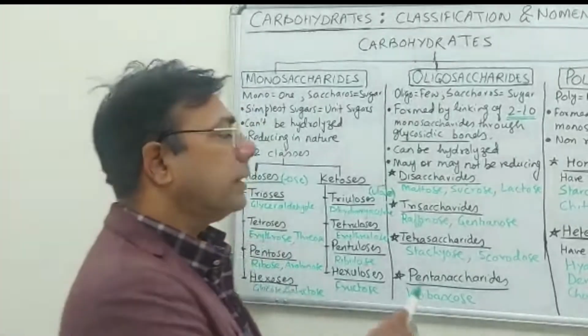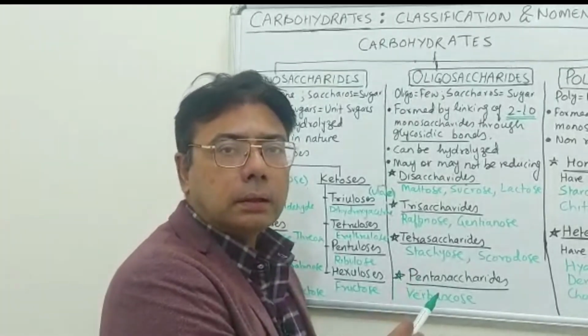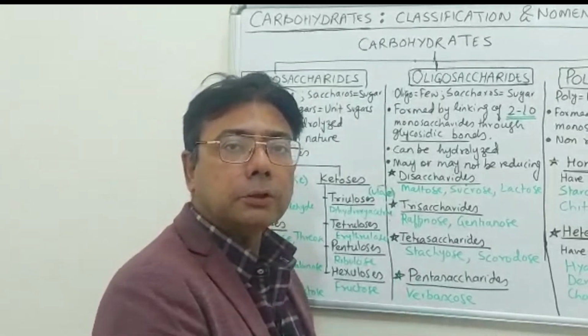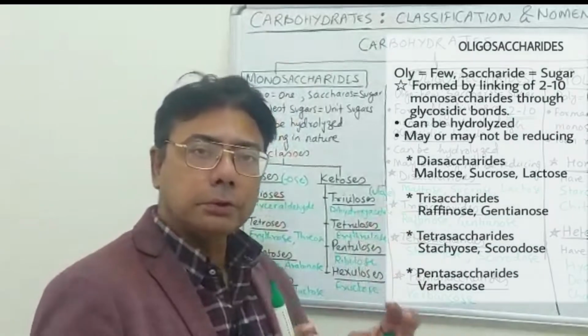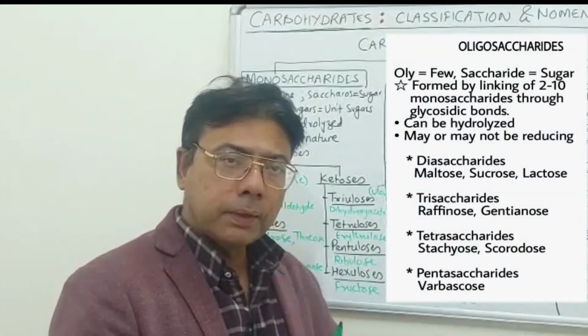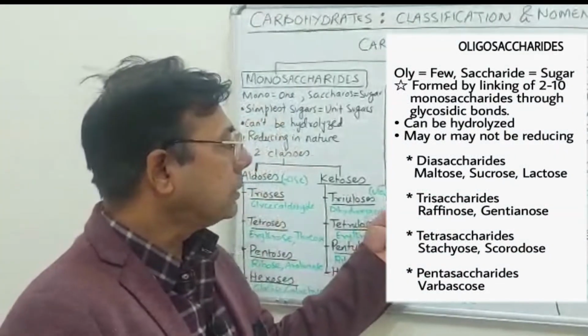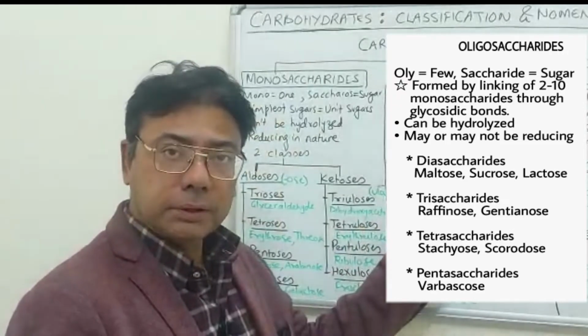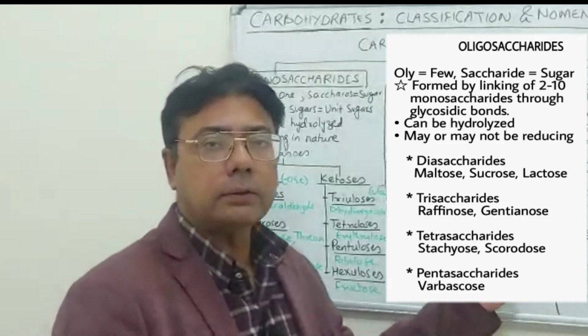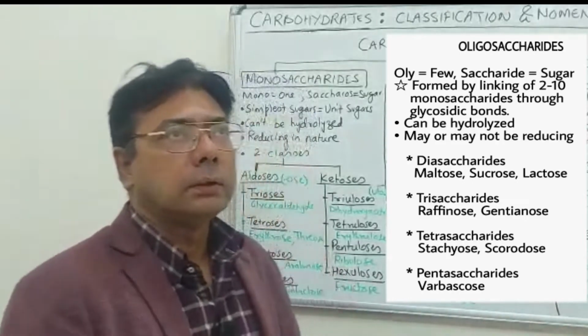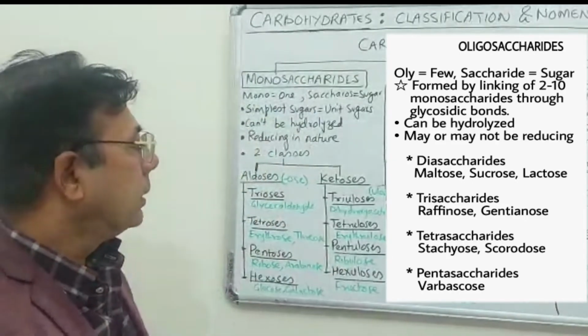Again, these oligosaccharides are classified on the basis of the number of sugar units linked together. So we have disaccharides, in which two monosaccharides are linked together. Their examples are maltose, sucrose, that is table sugar, the common sugar that we use in our tea, and lactose. Lactose is the milk sugar, and this is also a disaccharide.